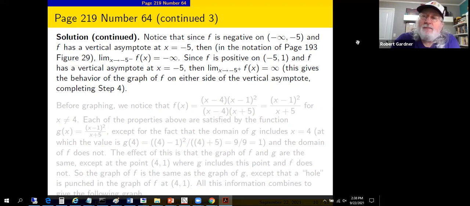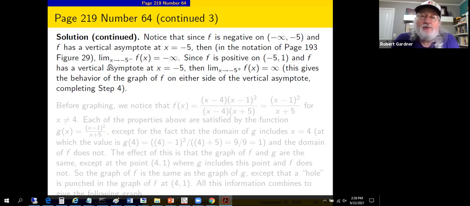In so doing, we need to determine if those vertical asymptotes go upwards or downwards. Well, you know the positive and negativeness. We had a vertical asymptote at x equals -5. It was the only vertical asymptote. To the left of -5, the function was negative. Well, then it must go down to the left of -5.